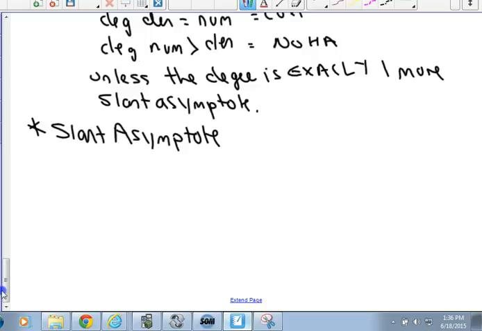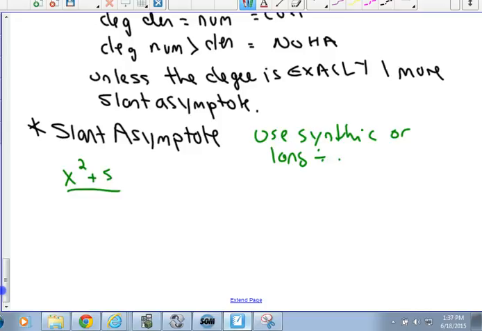Alright, so for the slant asymptote, we have to use synthetic or long division. I gave you guys something nice where you can use synthetic. Okay, so let me rewrite the original problem. Does anybody have it? X squared plus 5 over x minus 2. Thanks.